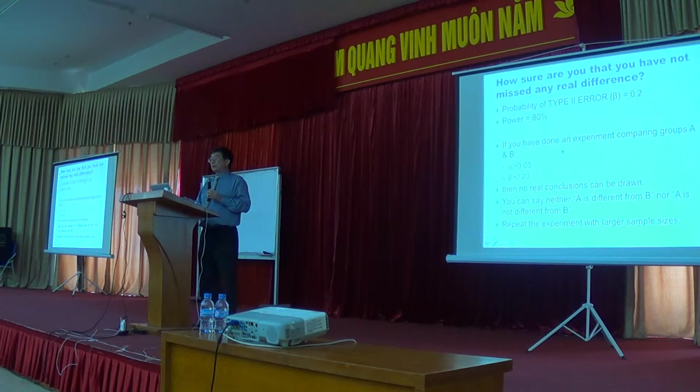If you do an experiment comparing group A and group B, and you end up with an alpha of greater than 0.05, you cannot conclude that there is a real difference. But if your beta is greater than 0.2, you have less than 80% power. So then no real conclusion can be drawn. Then you have wasted your time.